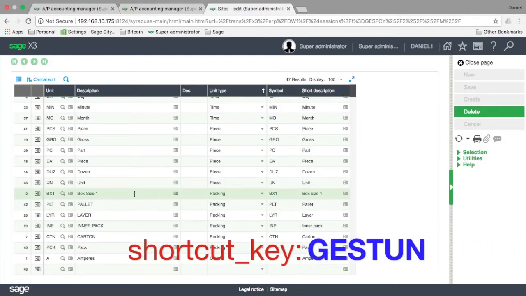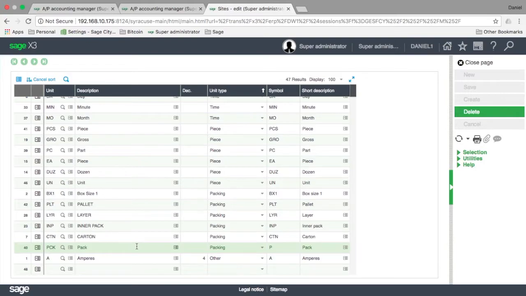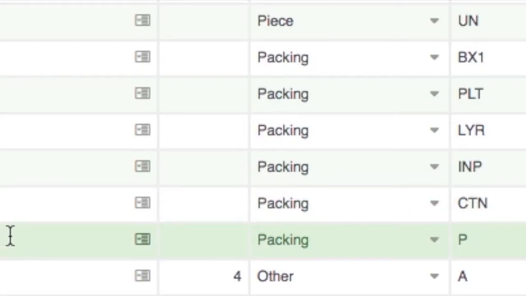We first set up packing sizes in unit of measure screen. We are creating unit of measure with type packing. The smallest unit of measure, which is the pieces, is set up as type unit.